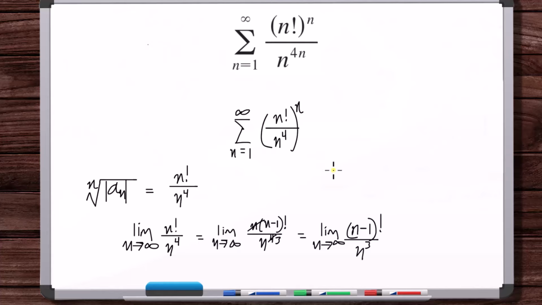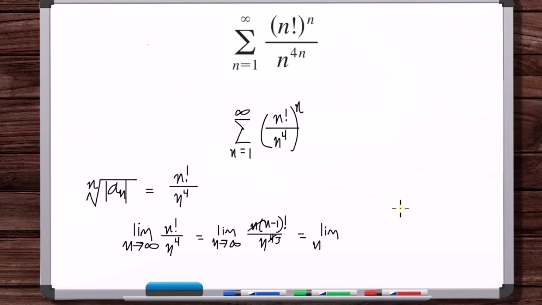But remember, with the ratio and root test, we just need to see if this is less than or greater than 1. So we're not constrained to find a specific value. Can we show that for sure this could never be equal to 1? It has to be less than 1. In fact, I think that'd be easier.